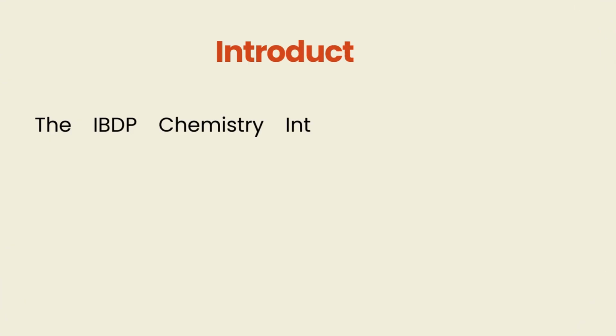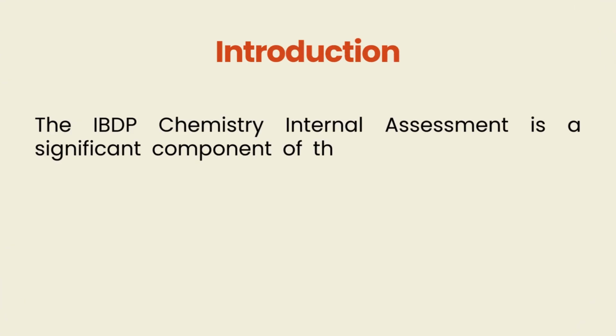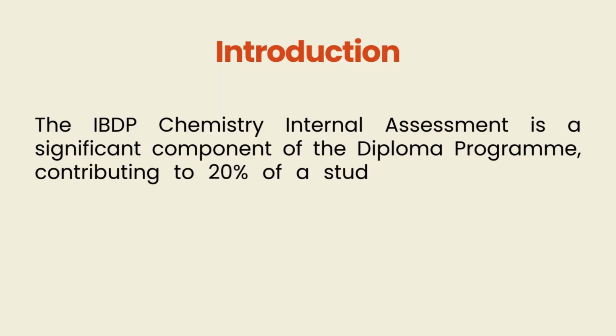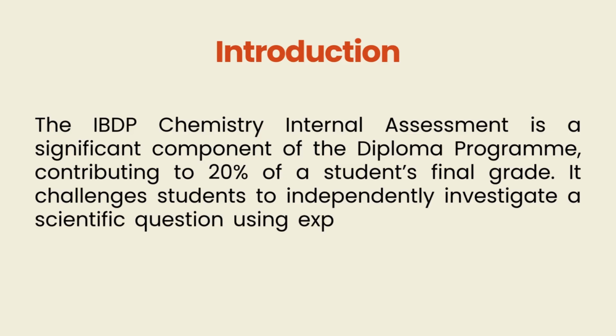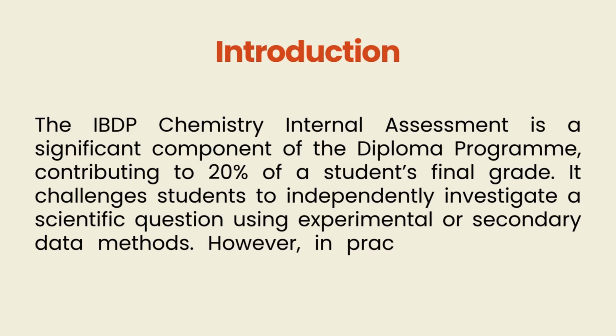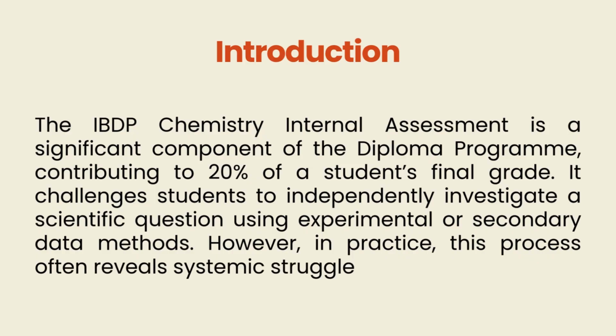The IBDP Chemistry IA is a significant component of the diploma program, contributing to 20% of students' final grade. It challenges students to independently investigate a scientific question using experimental or secondary data methods. However, in practice, this process often reveals systemic struggles.